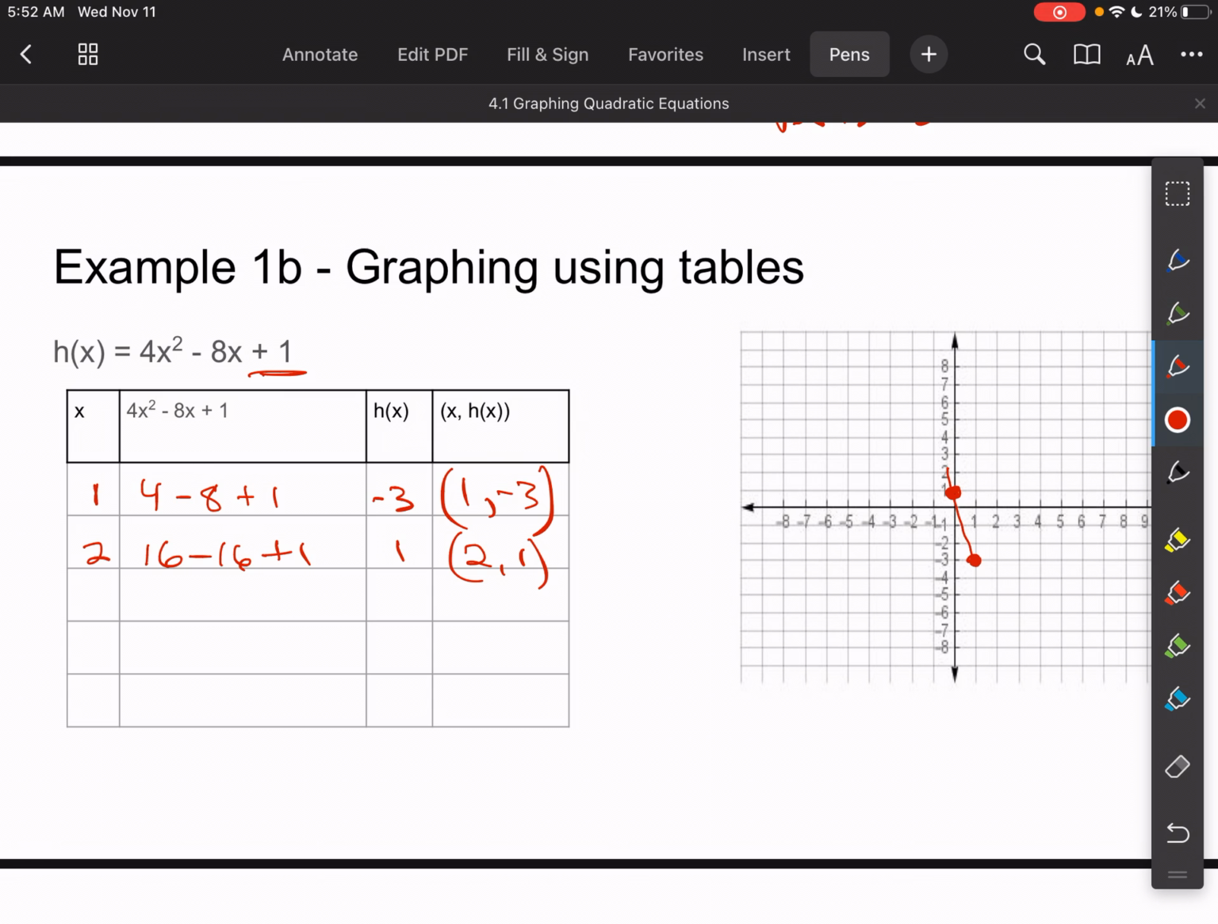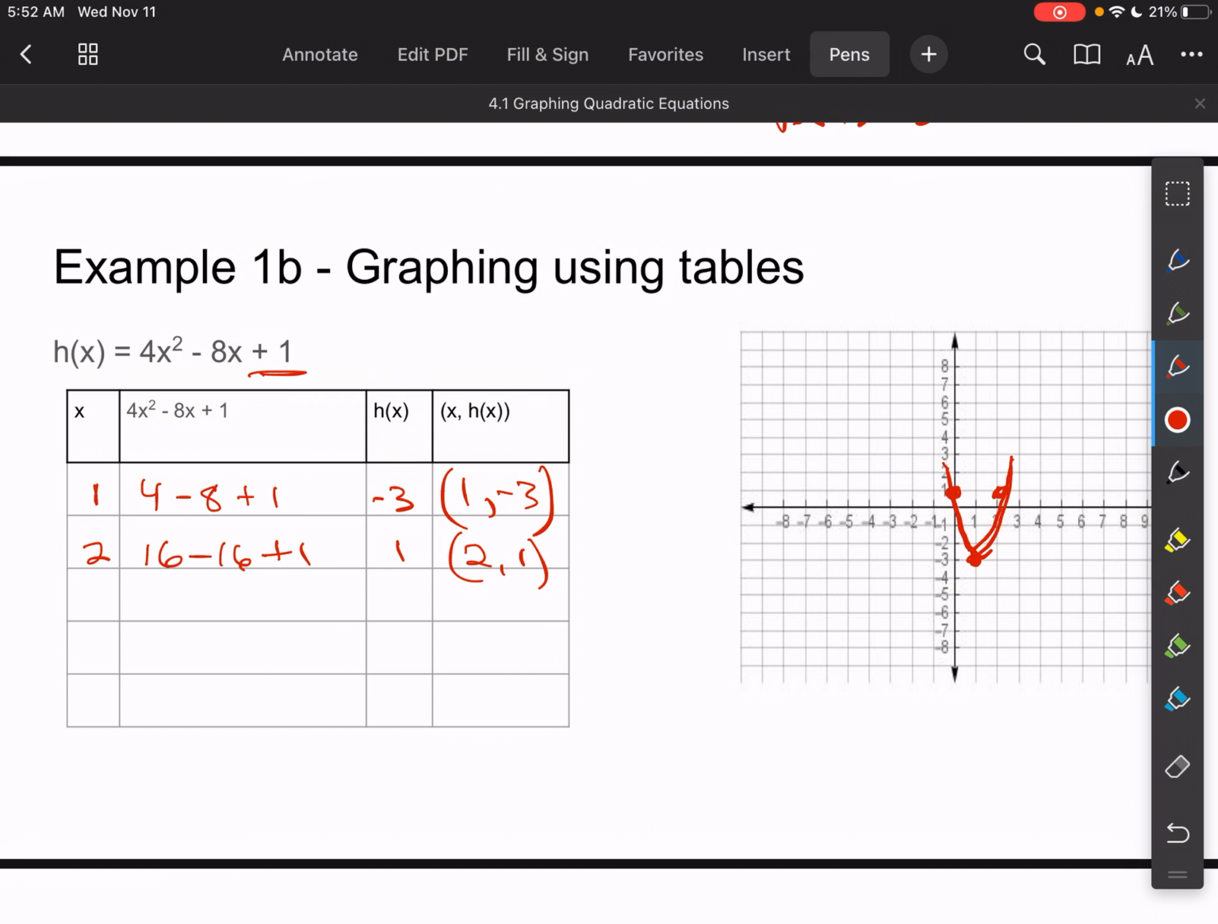Did I do that right? Let me just make sure. 2 squared is 4. 4 times 4 is 16. 16 minus 16 plus 1. Yeah, so at 2, I'm at 1. So look, that's cool. I found my axis of symmetry, my vertex. It's happening at 1 there.